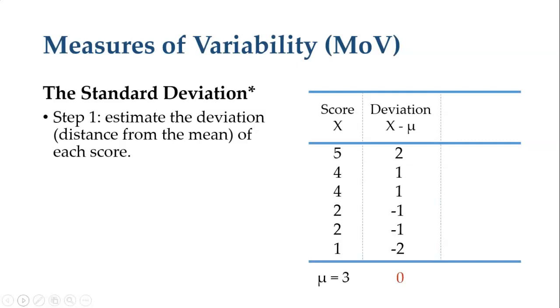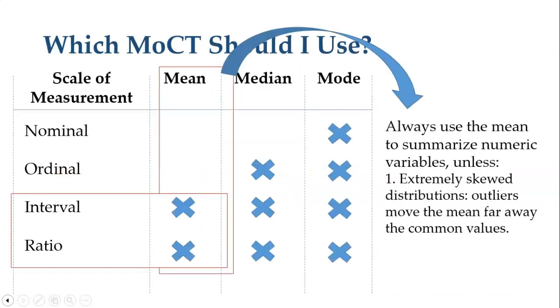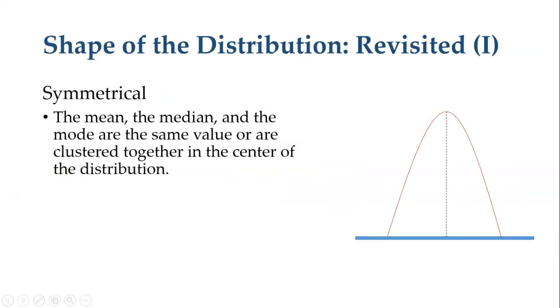So you don't estimate the mean of those deviations, because the mean of those deviations will be equal to 0. So remember, in a symmetrical distribution, one half of the data of the distribution will be equal to the other side, right? So if we subtract one side from the other side, we're going to have 0.